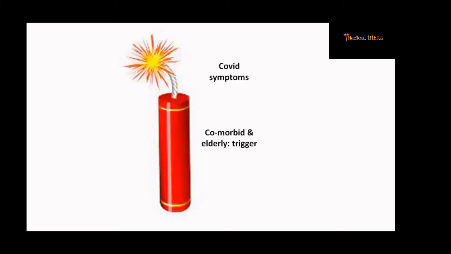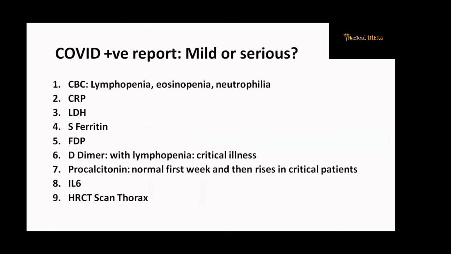If I am given the opportunity to extrapolate an analogy, then this is a pataka, a firecracker. So we can see that the COVID symptoms are just igniting the fire. Gradually and slowly the fire picks up the thread and then there is a blast. So normally in the body these COVID symptoms are there, but if there are comorbid conditions and the patient is elderly, then it can blast and kill the patient. That is a sort of analogy.